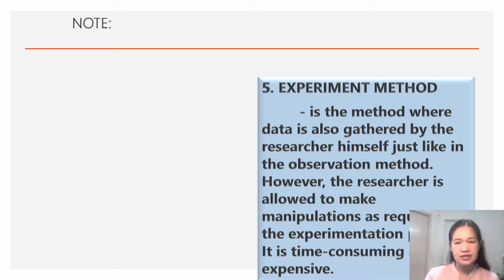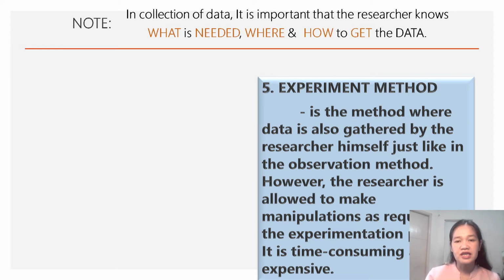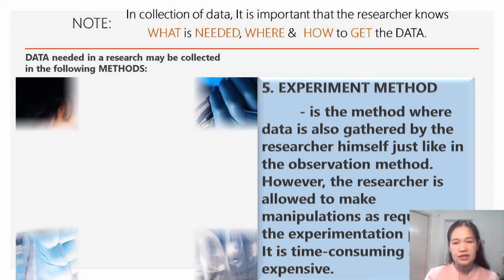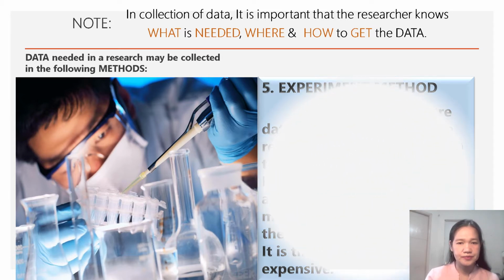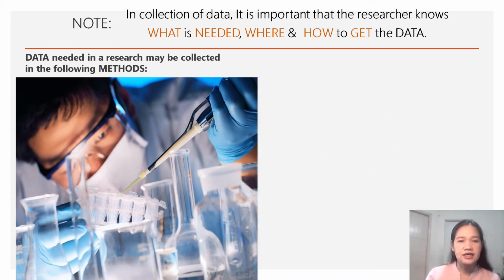The last one is the experiment method. It is the method where data is also gathered by the researcher himself, just like in the observation method. However, the researcher is allowed to make manipulations as required. It is time consuming, and again, it is also expensive. So these are the ways that data needed in research may be collected.